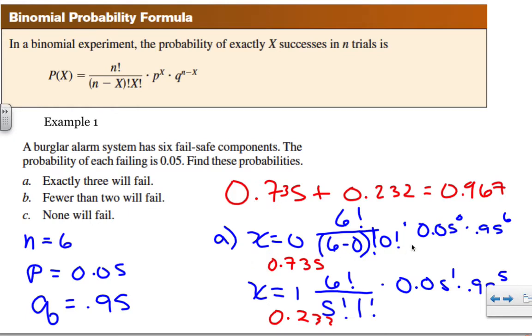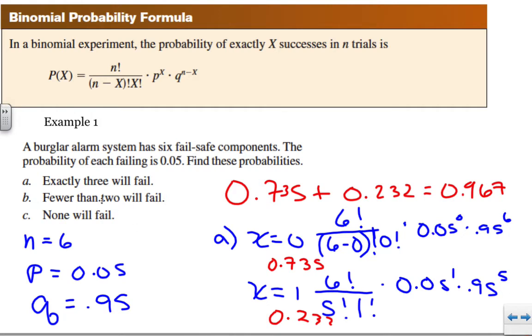So I'm going to use the formula right here. And I'm going to say, what is the probability that 0 will fail? I'm going to plug everything in and do it in my calculator, and I would get 0.735. That's the probability that 0 will fail. I also need to find the probability that 1 will fail, and again, plug it into the formula, plug it into my calculator, and end up with 0.232.